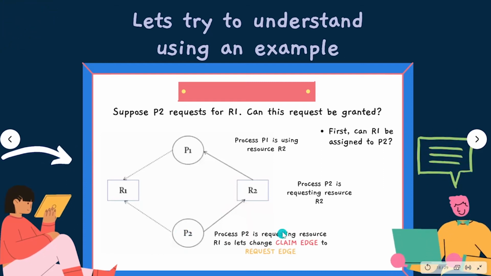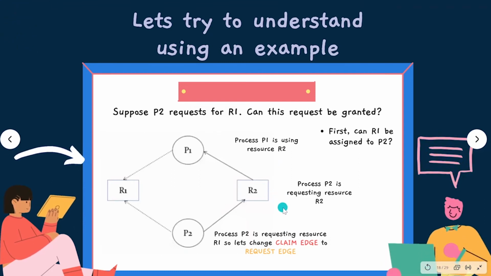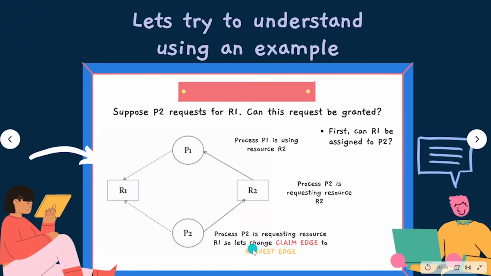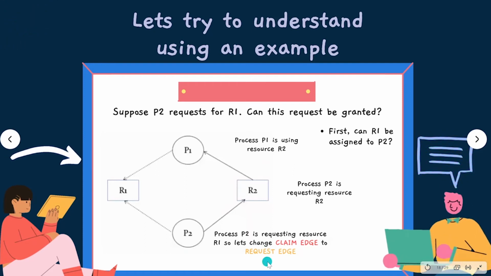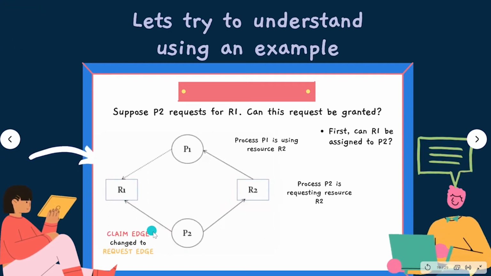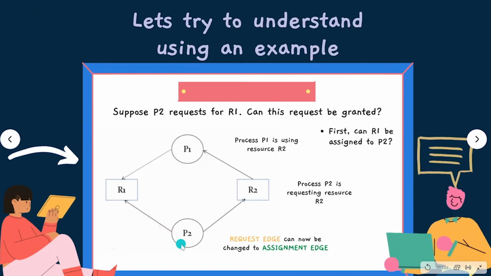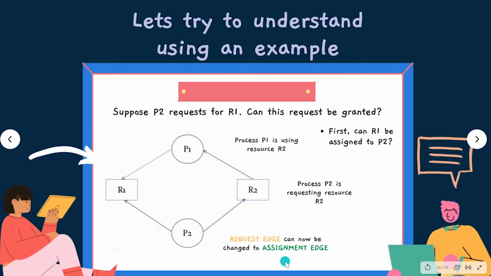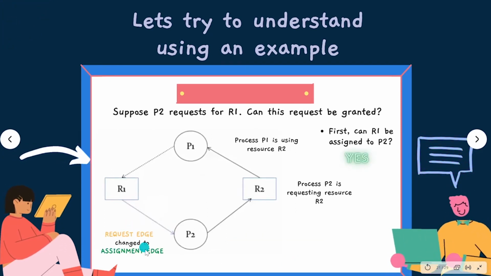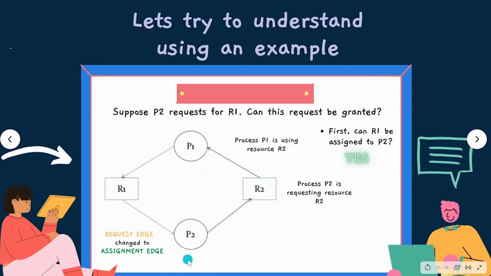Okay, so let's look at this. Here, process P1 is using resource R2, and process P2 is requesting resource R1. So let's change claim edge to request edge. So this claim edge will be changed to request edge. Alright, the claim edge has been changed to request edge. Request edge can now be changed to assignment edge. Alright, so request edge has been changed to assignment edge, and the resource R1 is now assigned to P2.